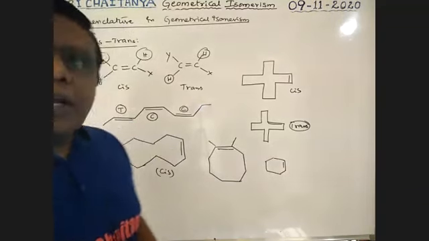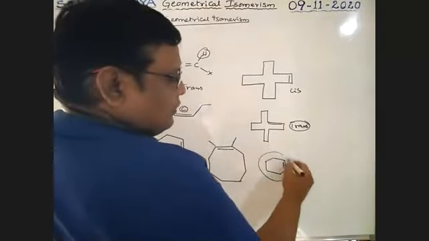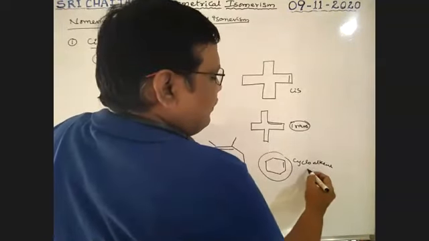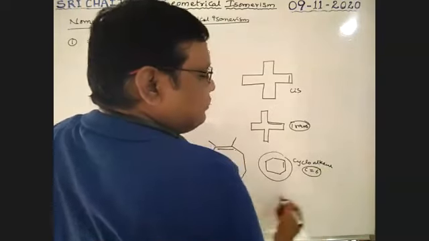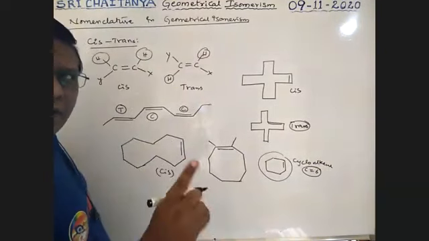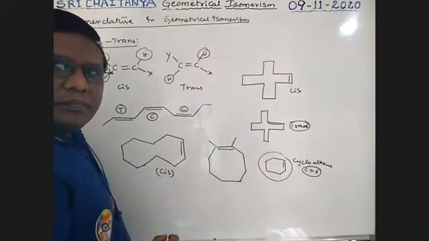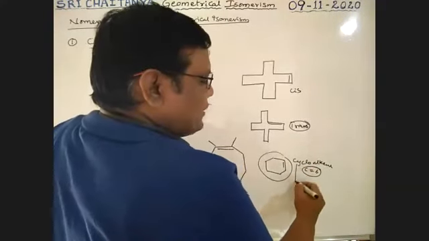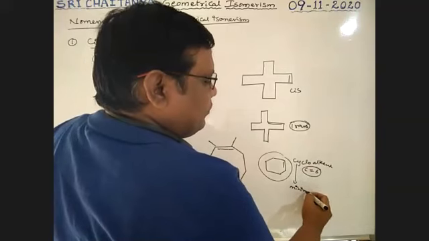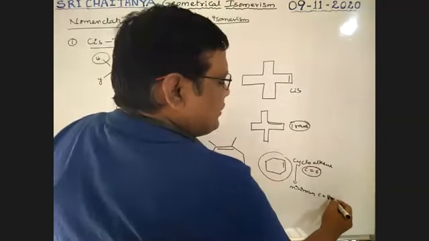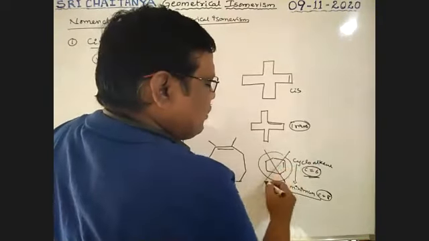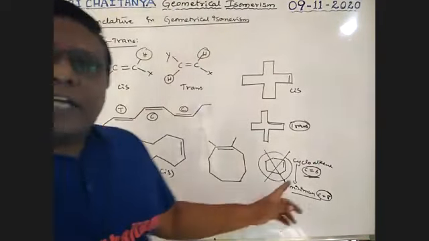Okay, boys, it is a cycloalkene with 6 carbons. For a cycloalkene, the minimum number of carbon atoms required is 8, but here there are only 6. It is not cis, not trans. No cis, no trans, boys.